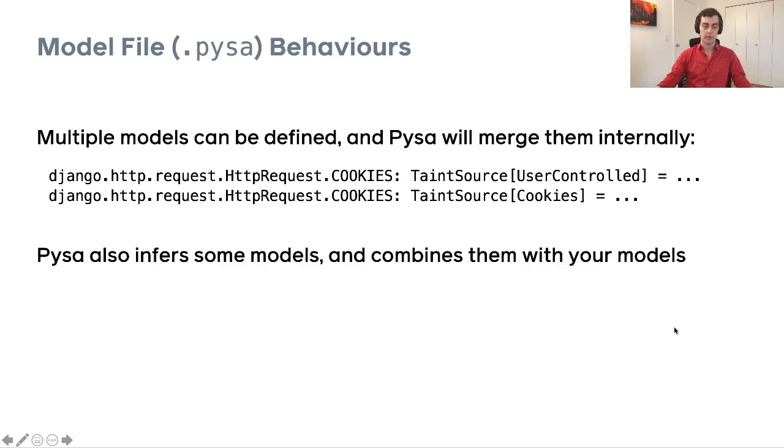There are a few important behaviors of these .pysa files that you should be aware of. First off, you're allowed to define multiple models. For example, cookies are both cookies, but also they're user-controlled data. So you might want to define both of these models, and that's totally okay. Pysa is going to merge those internally. And additionally, Pysa is going to figure out some information on its own about what might be sources and sinks in your program, and whatever it infers itself, it's going to merge with your explicitly defined models.